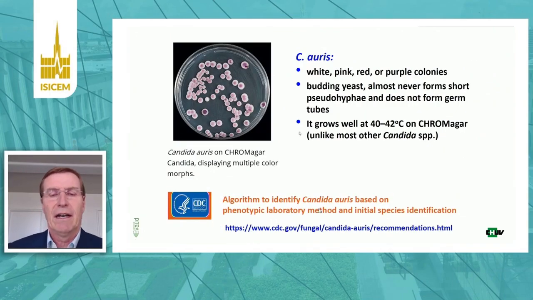How does it look on plates? Here on the left-hand side, you have Candida auris on chrome agar in the laboratory of microbiology. It's white to pink to red and sometimes purple colonies, as you can see. It's a budding yeast. It almost never forms short pseudohyphae and does not form germ tubes. Interestingly, it grows very well at high temperature in the range of 40 to 42, which is different from other Candida species. At the bottom part here, you have an algorithm for identification of Candida auris from the US CDC.